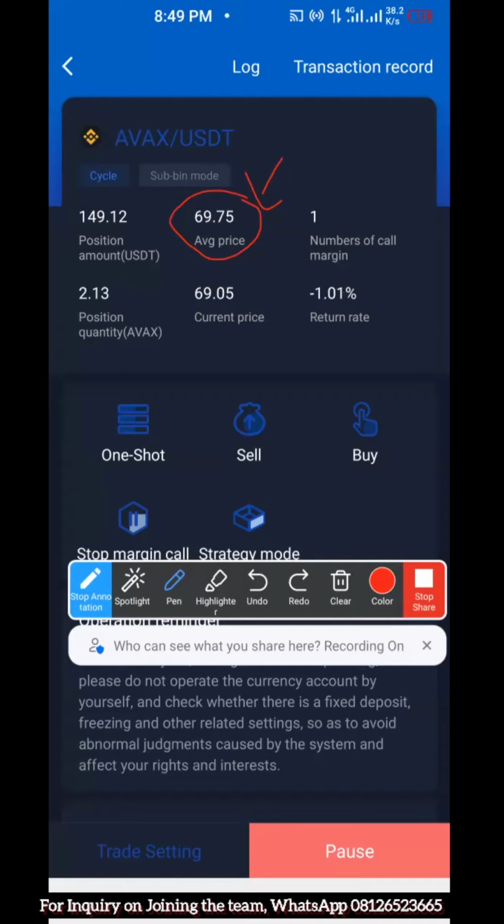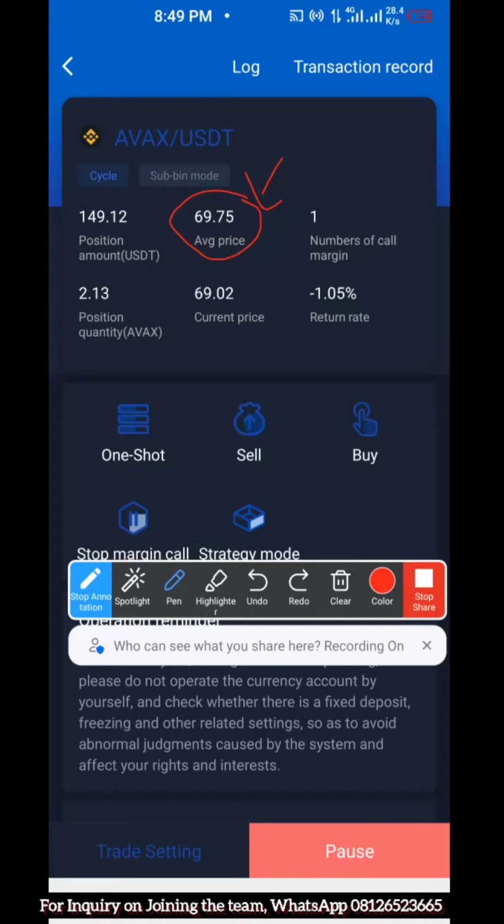Now, let me explain the concept of Royal Q to you. It uses a strategy called the martingale strategy. Now, what is the martingale strategy? It's just opening different positions to ensure that you have a lower average price. Now, let me show you the difference between a regular trader and a Royal Q trader.